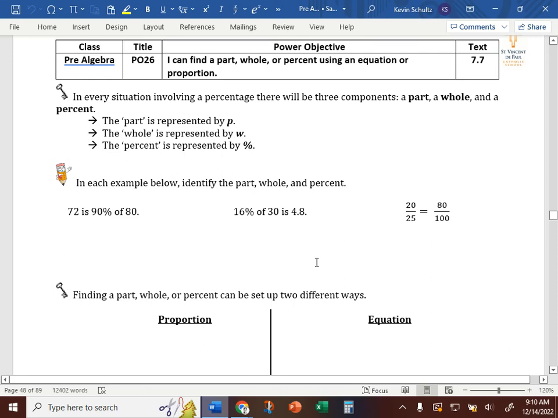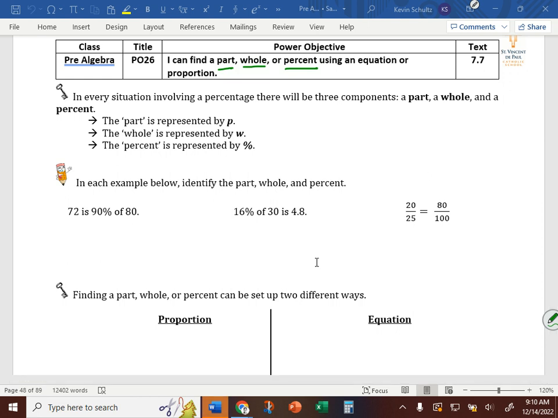Pre-algebra. We're going over PO26, which is finding a part, a whole, or a percent using an equation or proportion. Every percentage question you've ever been asked or ever will be asked contains these three pieces: the part, the whole, and the percentage. PO26 is a power objective because after PO26, you will have the tools to solve for anything involving percentages.